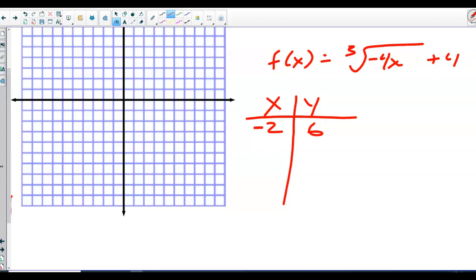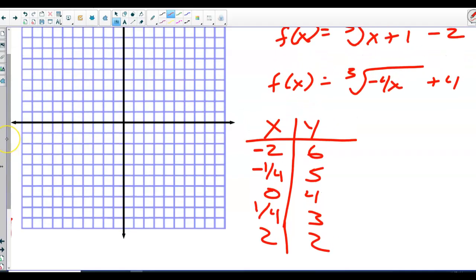The next number I'm going to use is negative 1/4, because that creates my 1, another perfect cube. Negative 1/4 times negative 4 is 1. The cube root of 1 is 1. 1 plus 4 is 5. When you plug the 0 in for x, you get 4. That's pretty straightforward. When I plug 1/4 in for x, I get negative 1. The cube root of negative 1 is negative 1. And negative 1 plus 4 is 3. And then finally, if I plug a 2 in, I get a negative 8. Cube root of negative 8 is negative 2 plus 4 is 2.